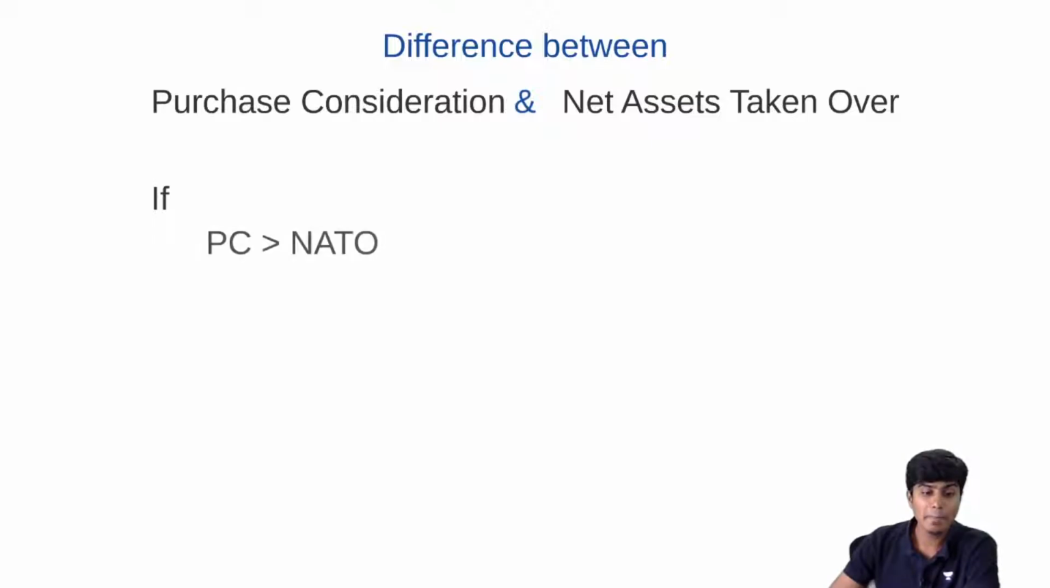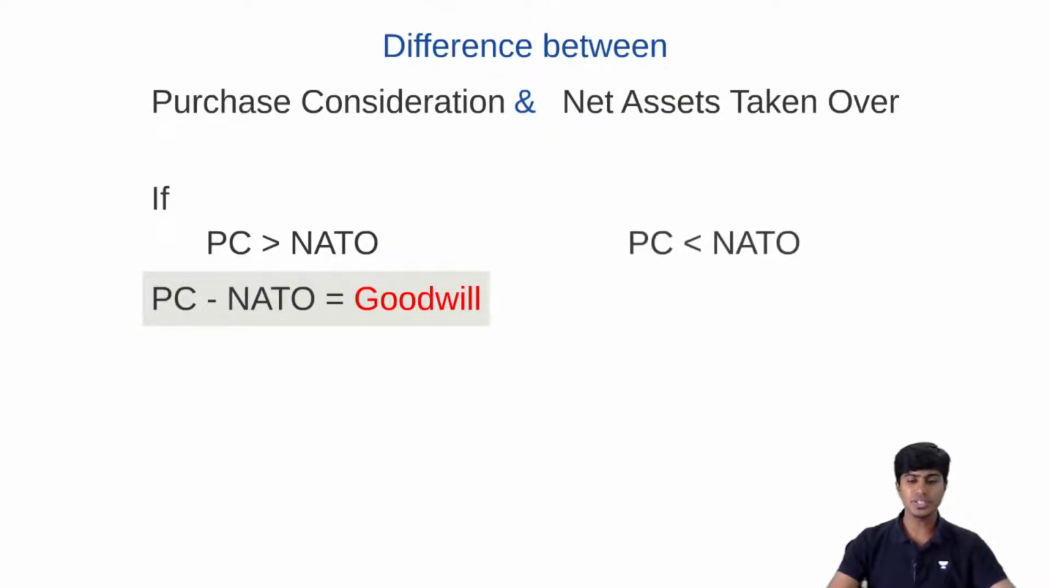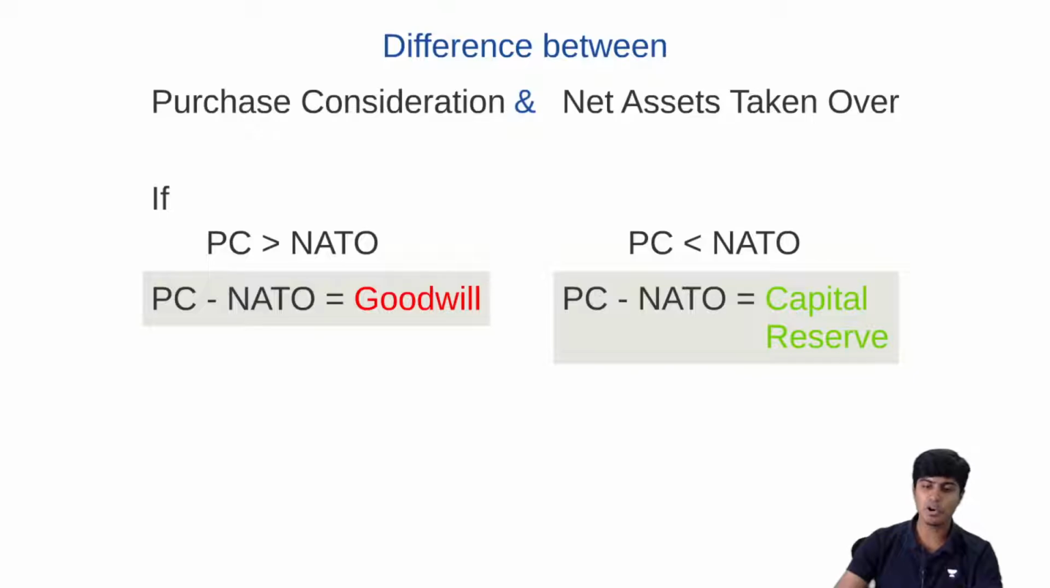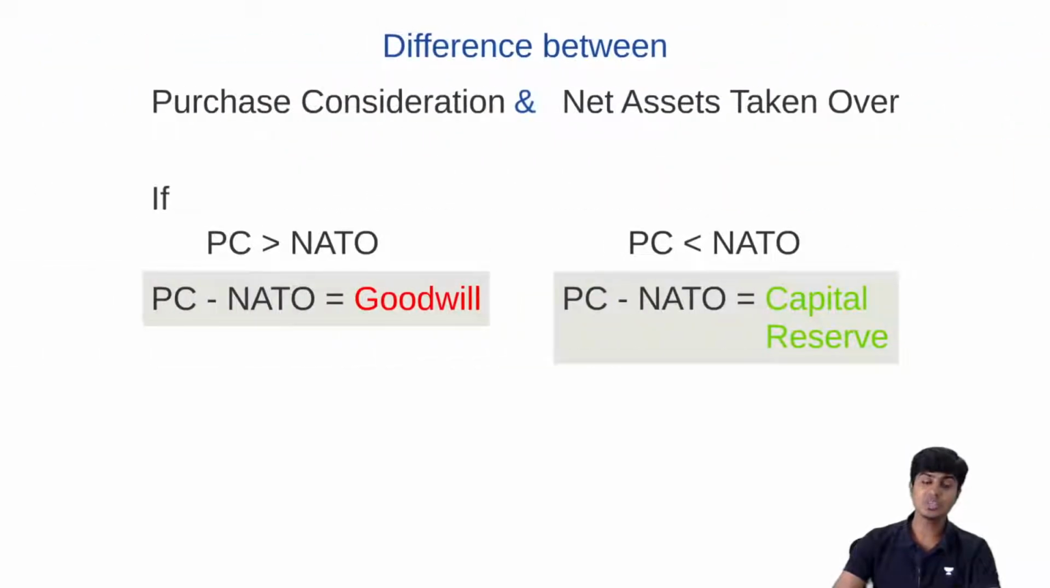So if my purchase consideration is greater than NATO, I'm paying more, that is capital loss, which will be transferred to goodwill account. PC minus NATO is goodwill. In an alternative scenario, if my purchase consideration is less and what I'm getting from net assets of transferor is more, I'm making profit, such profit will be transferred to capital reserve. Get that? That's it. Now next in case we need to discuss journal entries, but before that let me show this to you.